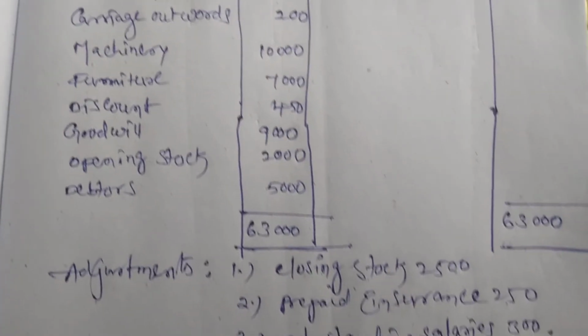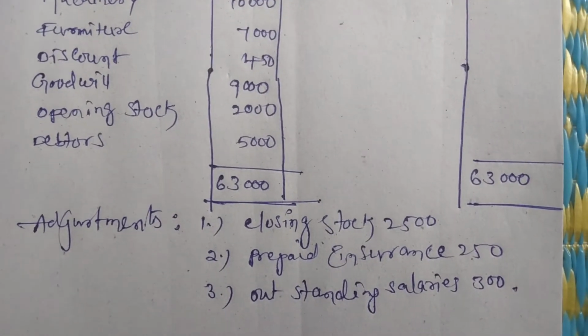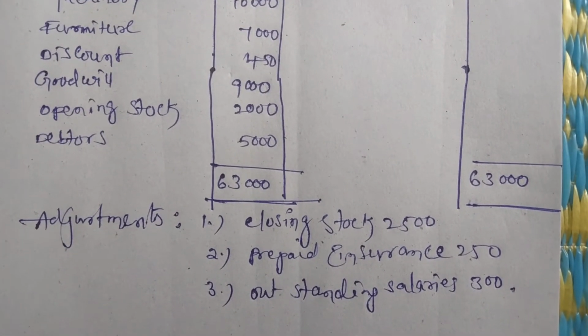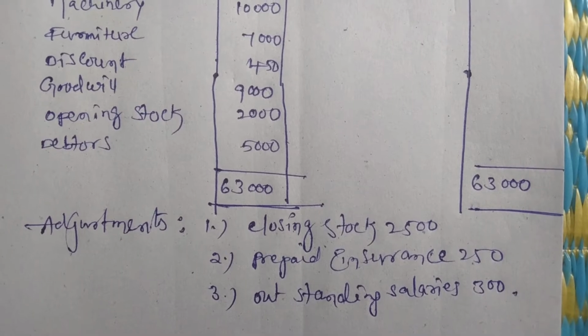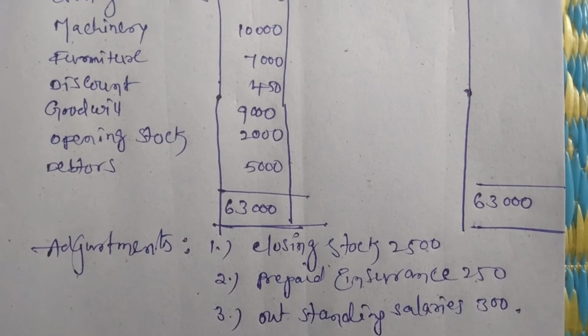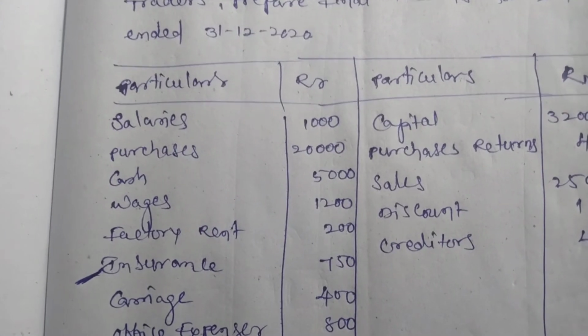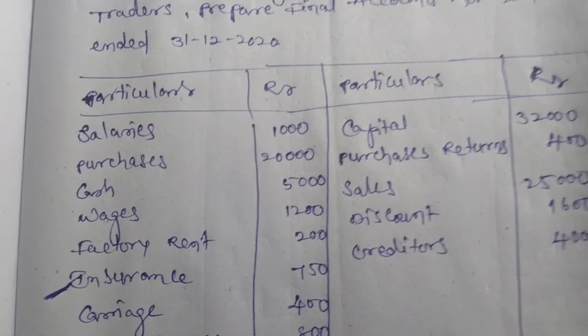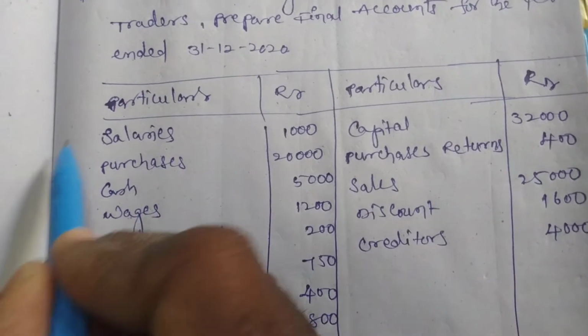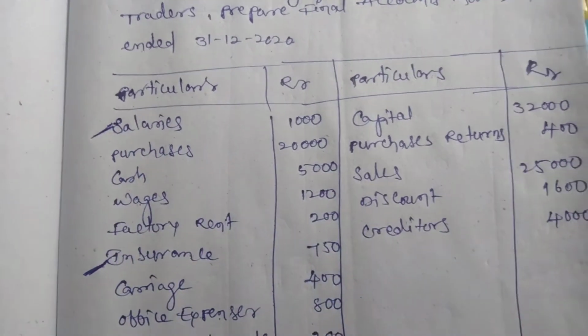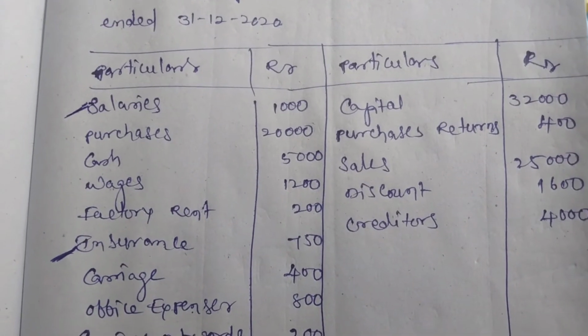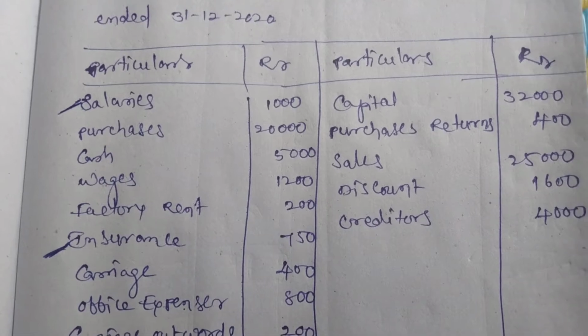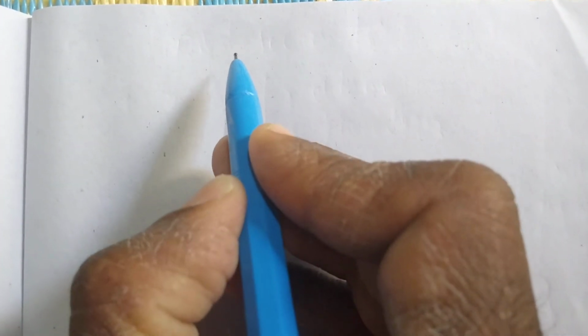The next one is outstanding salaries, which relate to salaries. Salaries are the very first item in the trial balance, so put another tick mark for salaries. Right, now we start the solution for the final accounts.